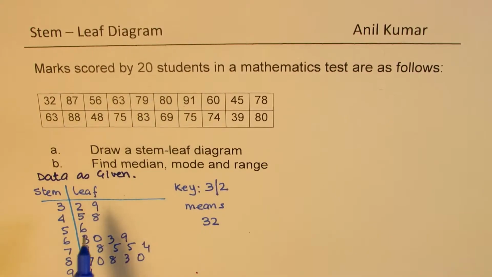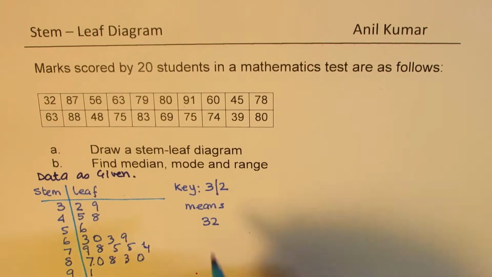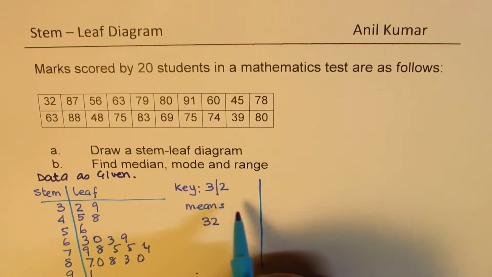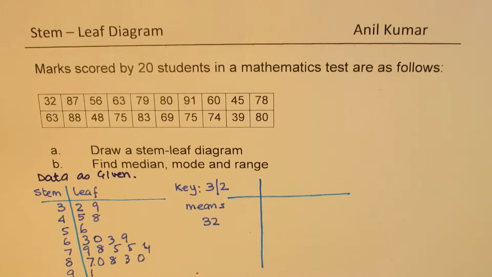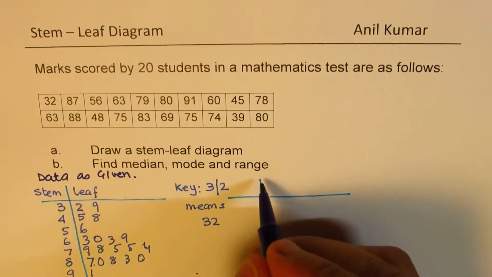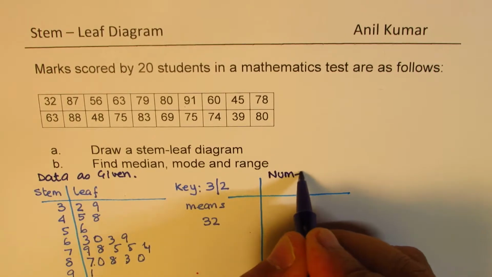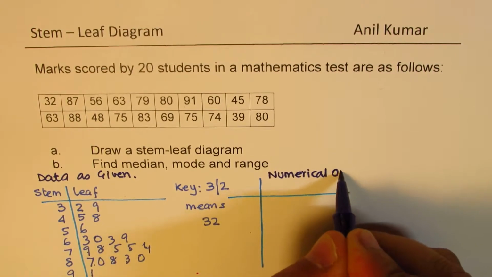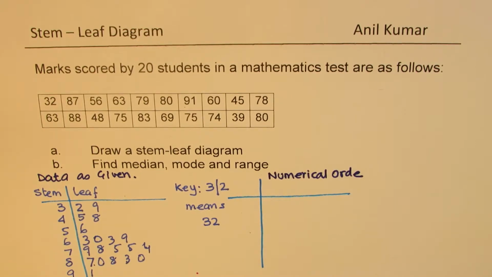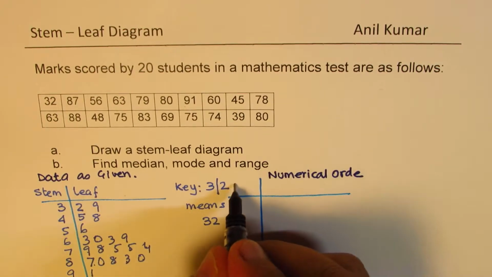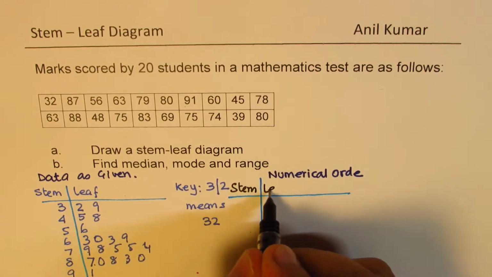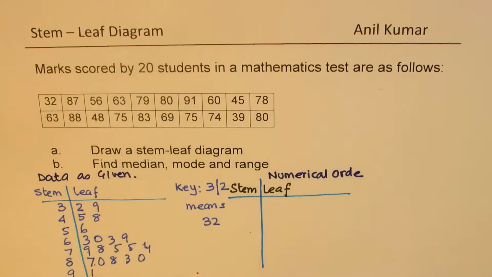We are given 20 data elements. Let's count. 1, 2, 3, 4, 5, 6, 7, 8, 9, 10, 11, 12, 13, 14, 15, 16, 17, 18, 19, and 20. So we have actually, in a way, organized them in stem and leaf form. However, you have to place them in numerical order. Only then the job is complete. So finally, this is going to be our answer, the stem and leaf chart, or diagram, or sometimes we say plot.